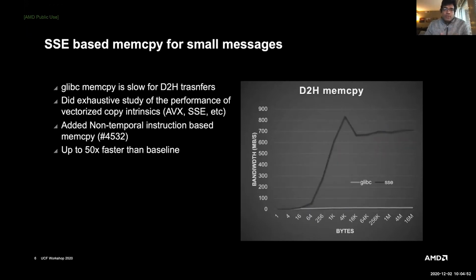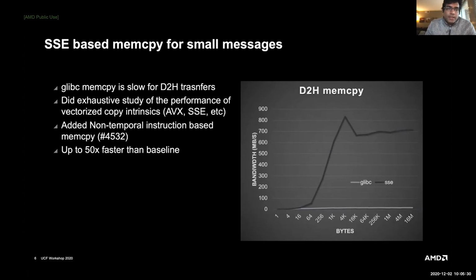How this was actually done was based on an SSE-based memcpy for small messages. We did some investigation and found that the glibc-based memcpy that comes with the system installations is very slow when it tries to do device to host transfers. The reason is that reading from the GPU is slow using the regular move intrinsics that the memcpy uses.